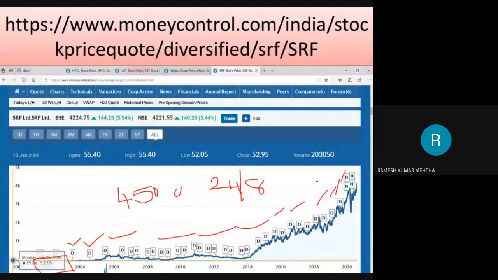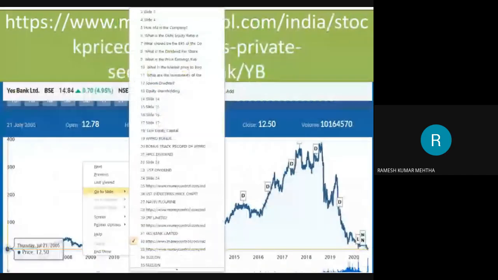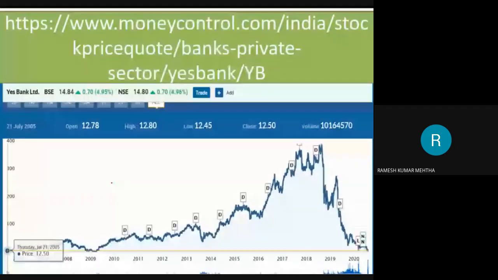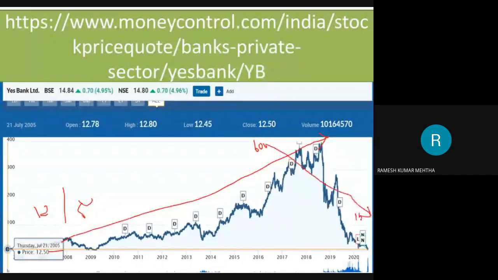Let's look at another company by the name of S Bank Limited, and let's see the fortunes of this company. The market price at which this company was trading in the year 2015 was 12 rupees 50 paise, and it went up like this and touched 600 rupees, and today it's trading around 15 rupees.